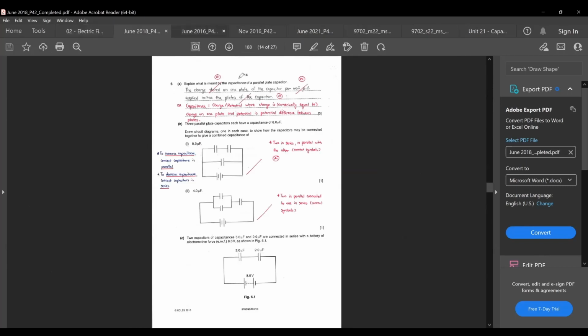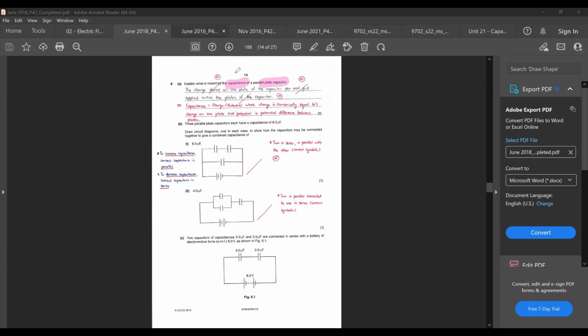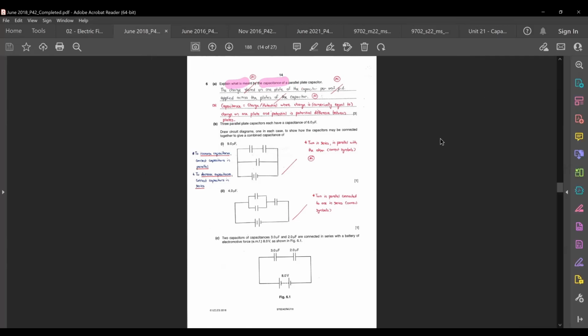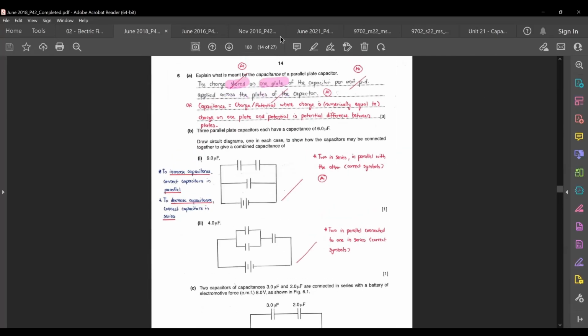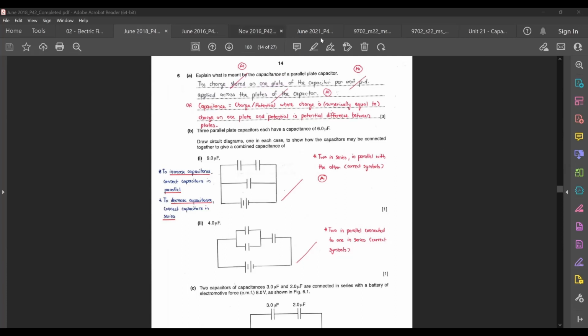Okay, now explain what is meant by the capacitance of a parallel plate capacitor. This one, as I mentioned, the moment they ask you to define the capacitance of a parallel plate capacitor, your definition needs to be a bit more specific, in the sense that you have to word it in this way: the charge stored on one plate of the capacitor per unit PD applied across the plates of the capacitor. Okay, so this is one.